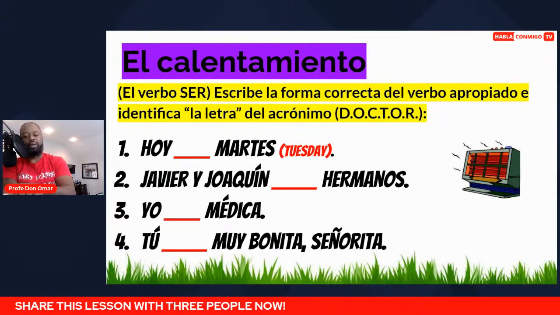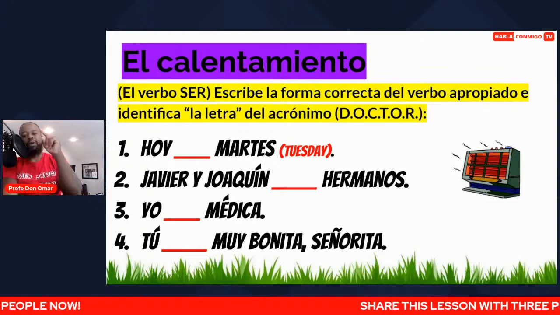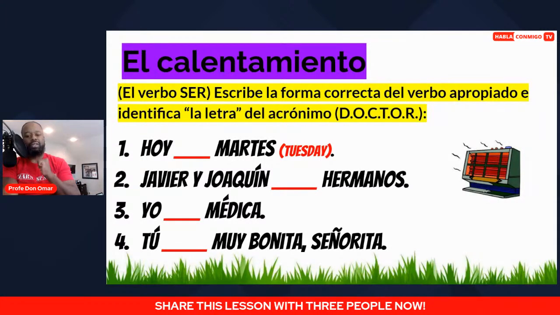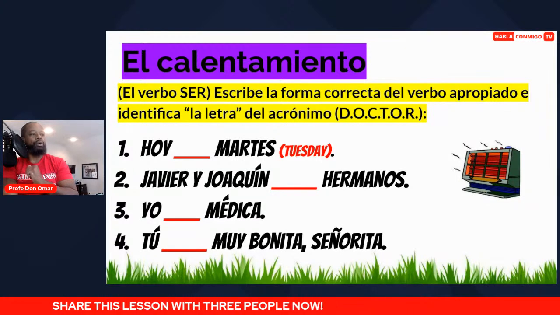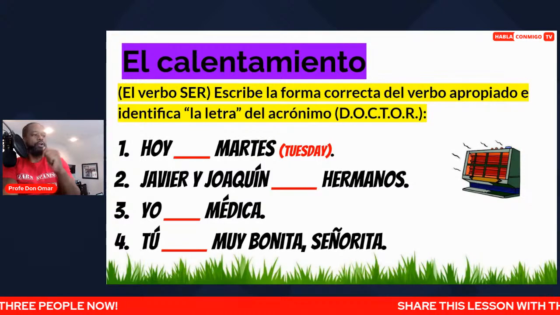It is R for relationship. But what is the conjugation of ser? Remember, están viene del verbo estar. It comes from the verb estar. So what would we put here? Javier y Joaquín blank hermanos. Excelente, señor.